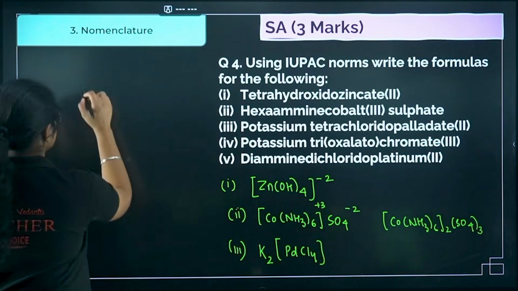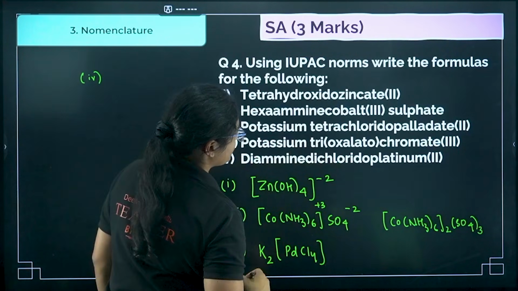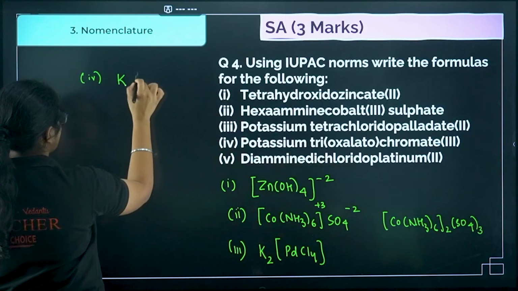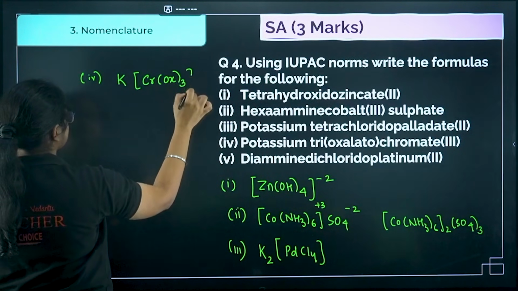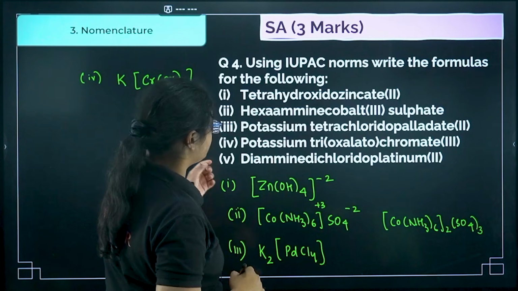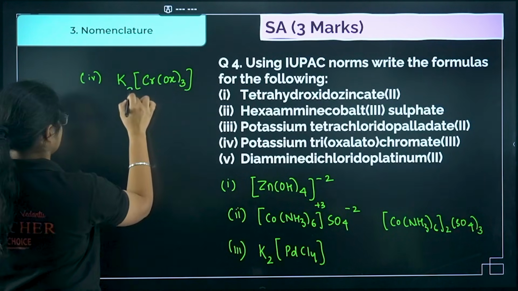Next we have question number 4 here, that is potassium trioxalatochromate. Okay, so I have potassium, then you have chromate trioxalato. Then you have 3 and 6 plus 3, right? So it will be 3 here.